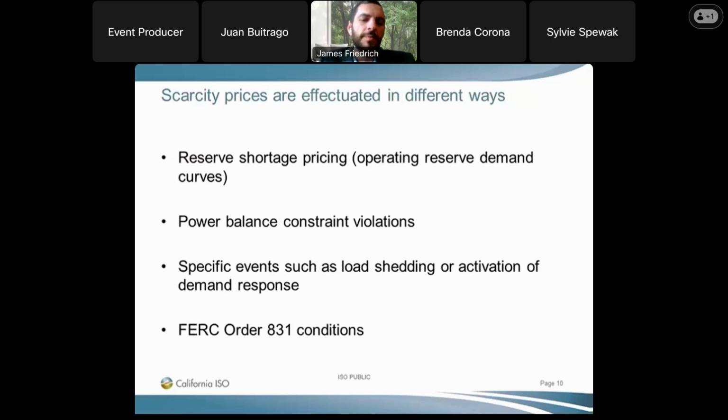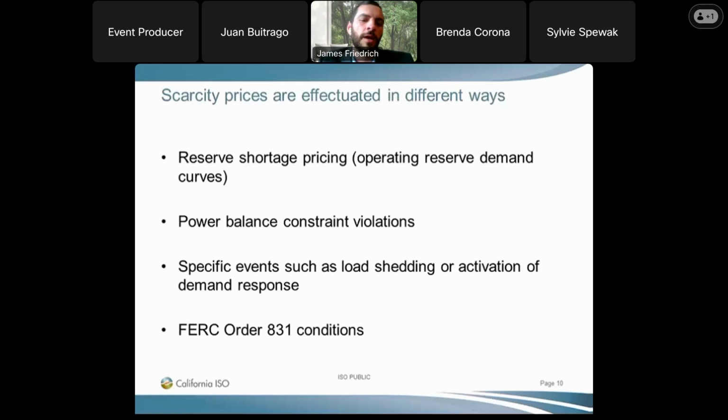Number 3, specific events that happen during either load shedding or activation of demand response or other emergency resources. And the theme for number 3, those elements are not necessarily scarcity pricing per se, but they are actions that the market takes or things the market does during emergency conditions that help the market sustain emergency price levels. So it's kind of scarcity pricing, not quite the same as the first 2.